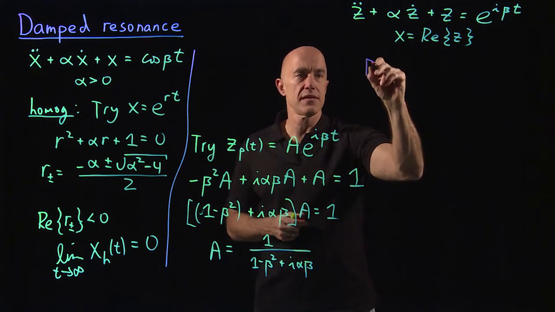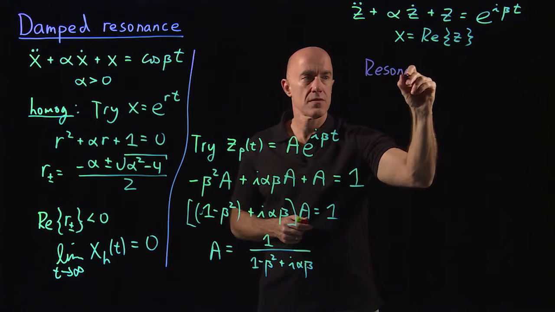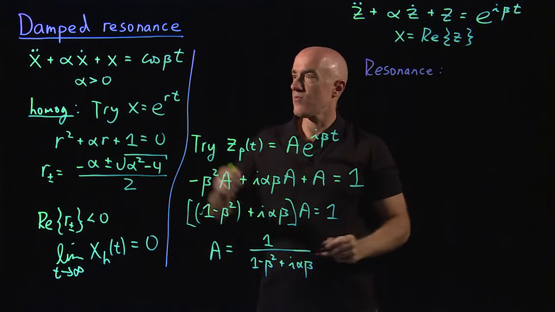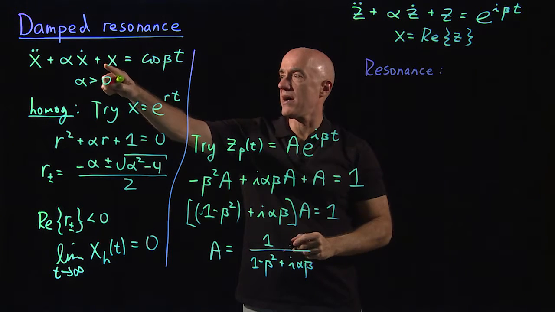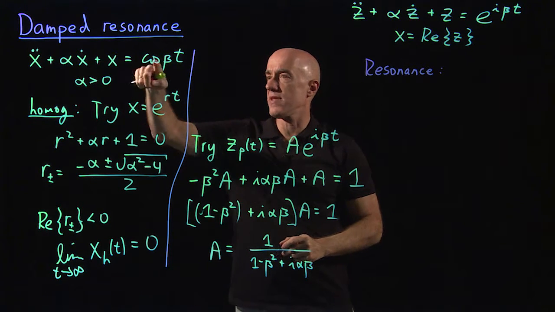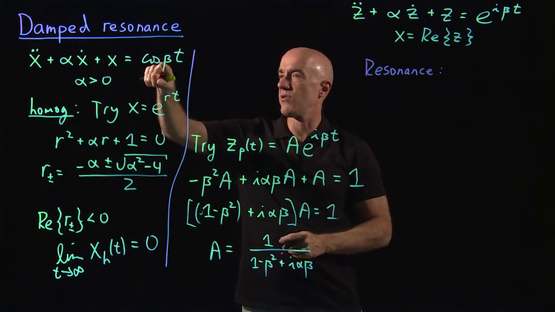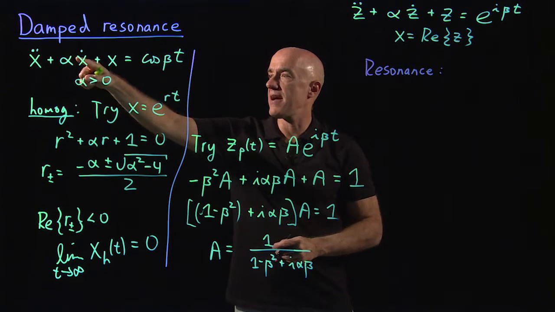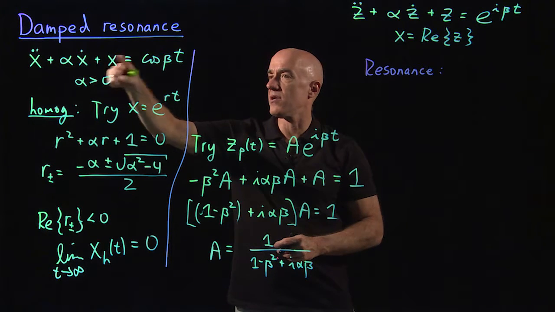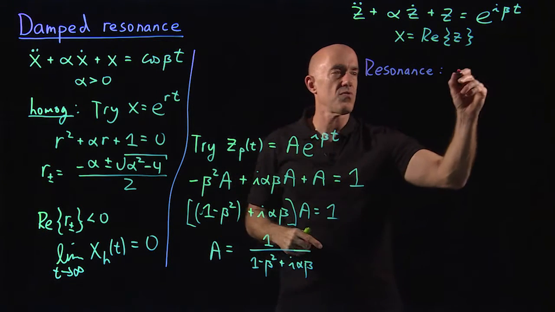So for resonance, we're going to have beta equal to 1. If alpha was 0, that would be the resonance we previously considered. Now we're considering resonance when there's a damping term. Alpha is not 0. So we put beta equal to 1 here.